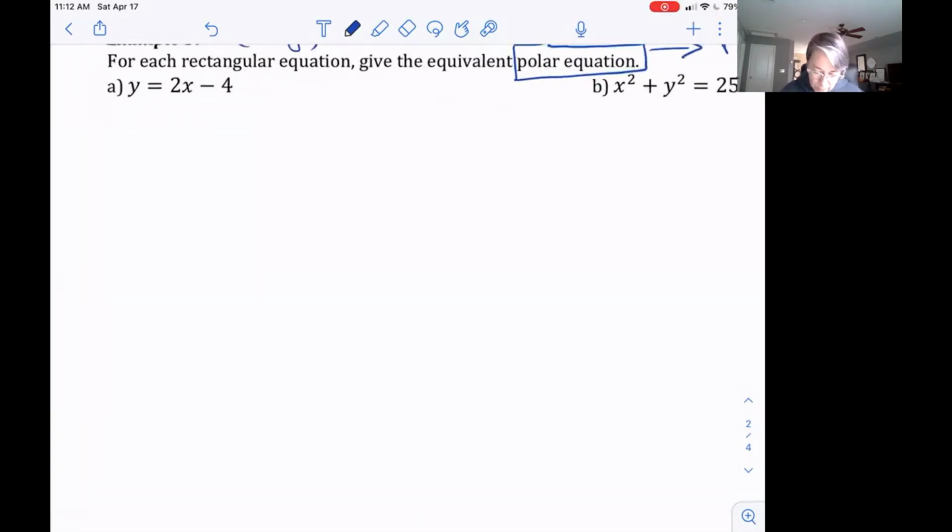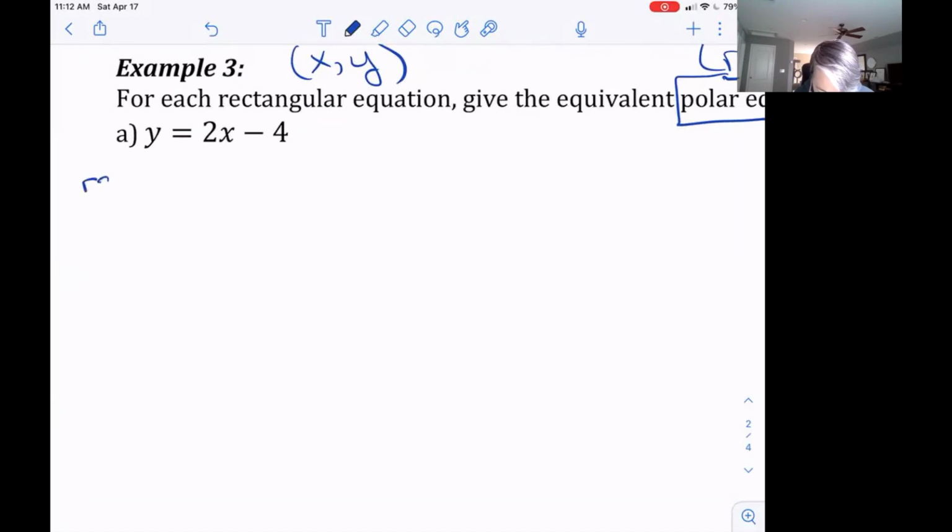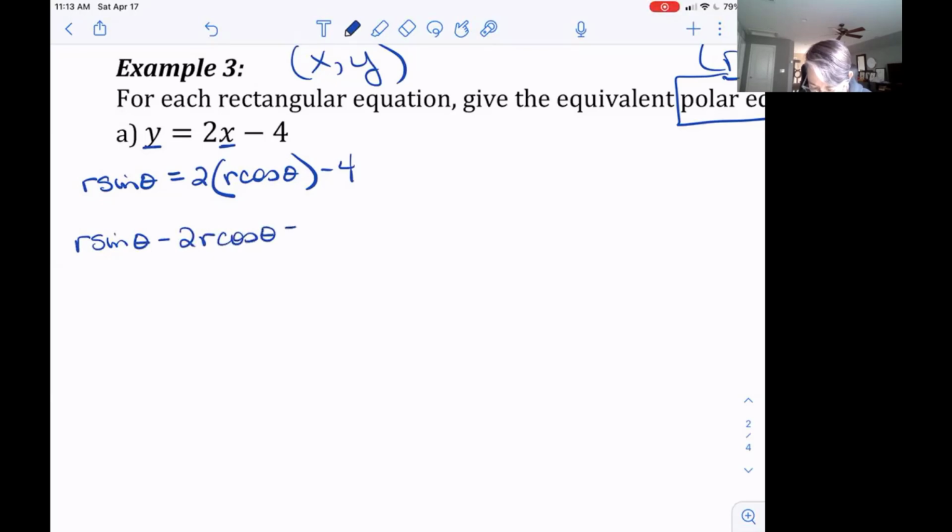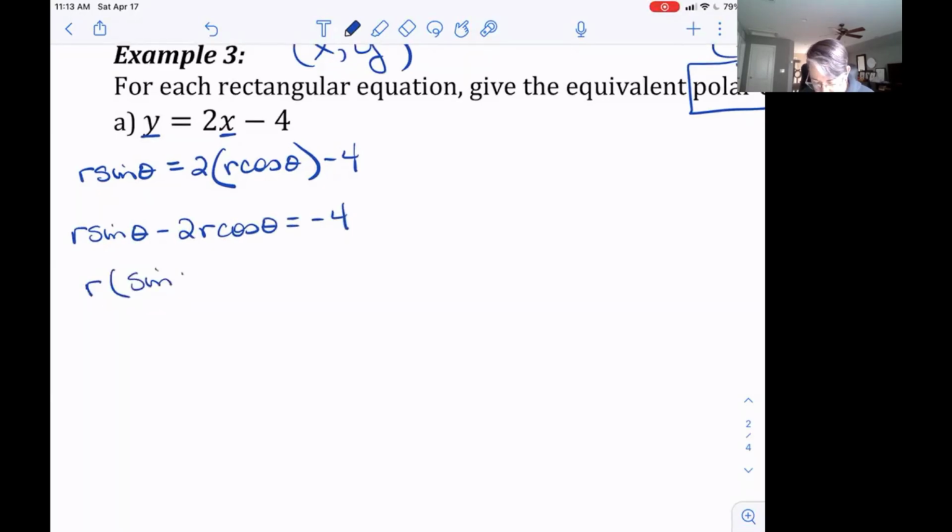In part A here, y is equivalent to r times sine of theta. x is equivalent to r cosine theta. So we just plugged in from page 1 those little substitutions. And now let's get r by itself. So we get r sine of theta minus 2r cosine theta equals negative 4. We can factor out the r, and we get r equals negative 4 divided by sine theta minus 2 cosine theta.